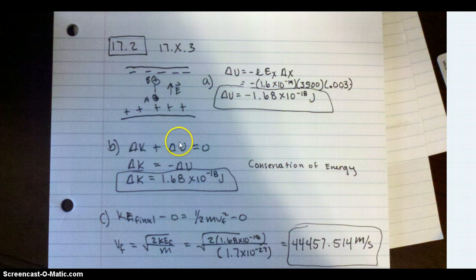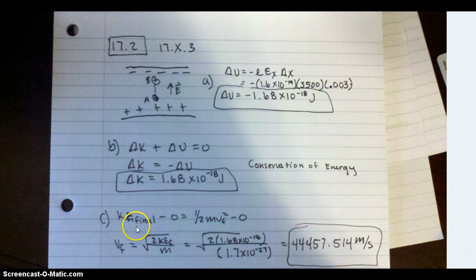Now the conservation of energy is potential equals kinetic. So change in kinetic energy plus change in potential equals 0. Change in kinetic equals negative change in potential. I'm sorry, I meant earlier, change in kinetic equals negative change in potential. So change in kinetic equals 1.68 times 10 to the negative 18. All you had to do was change the sign. It's pretty great.